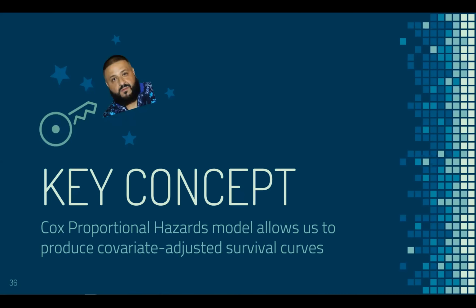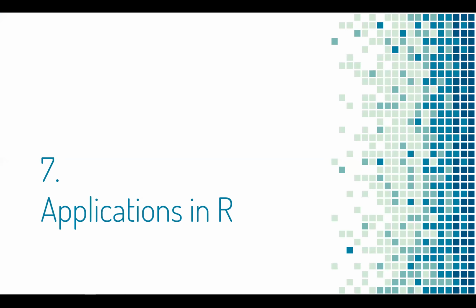So then the takeaway from this section is that the Cox proportional hazards model allows us to produce survival curves that can be adjusted for other variables in our model. And you can interpret these variables in terms of relative risk. So that's the high-level takeaway from the Cox proportional hazards model. And at this point, that's all we have for you. We did the applications as we went along.